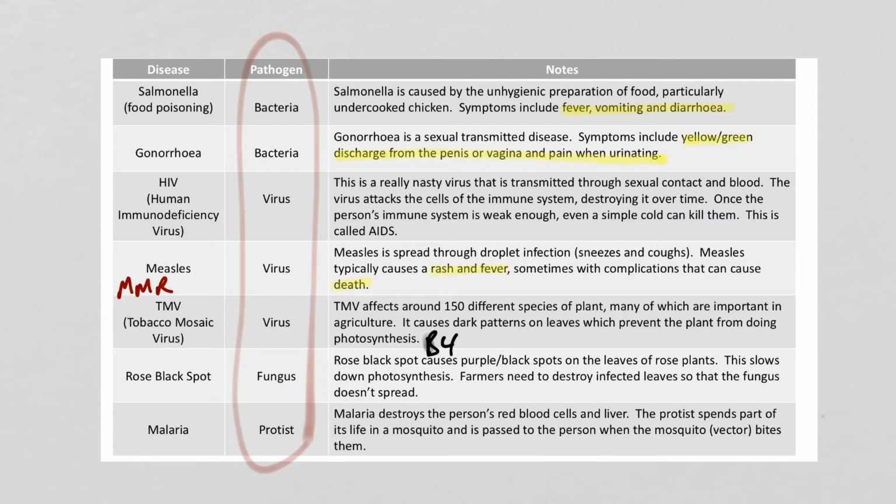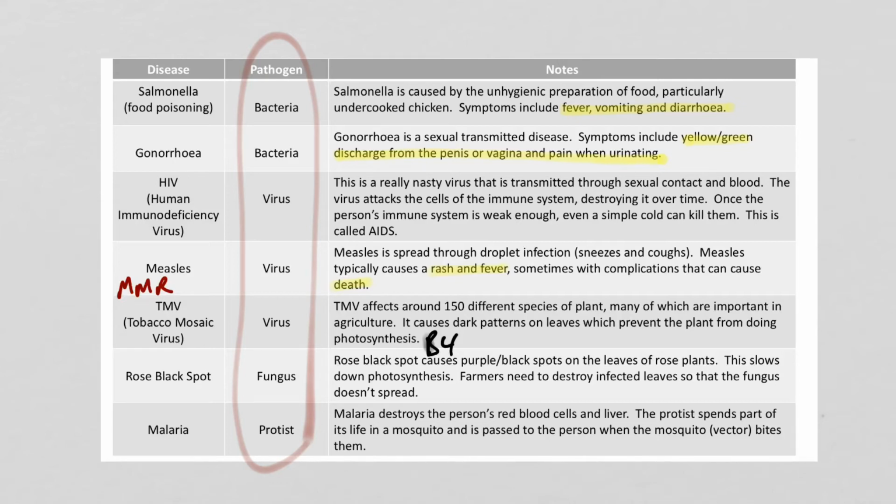For fungal diseases, because they can be spread so easily, it's really important that the farmer strip back all of the leaves that show rose black spot and then destroy them, so burn them or something like that, so that the fungus can't spread. The last one, which we talked about in the previous lesson as well, malaria, is caused by a protist. The protist that causes malaria gets into people's red blood cells and their liver, and that's how they cause disease, by damaging the red blood cells and the liver.